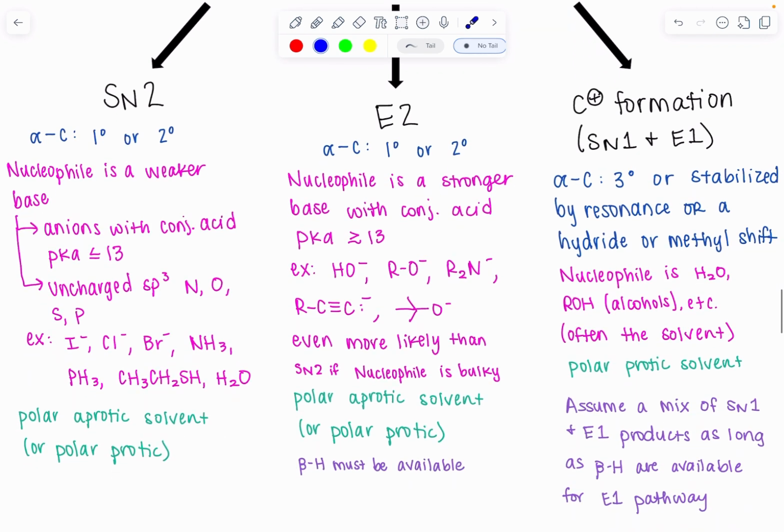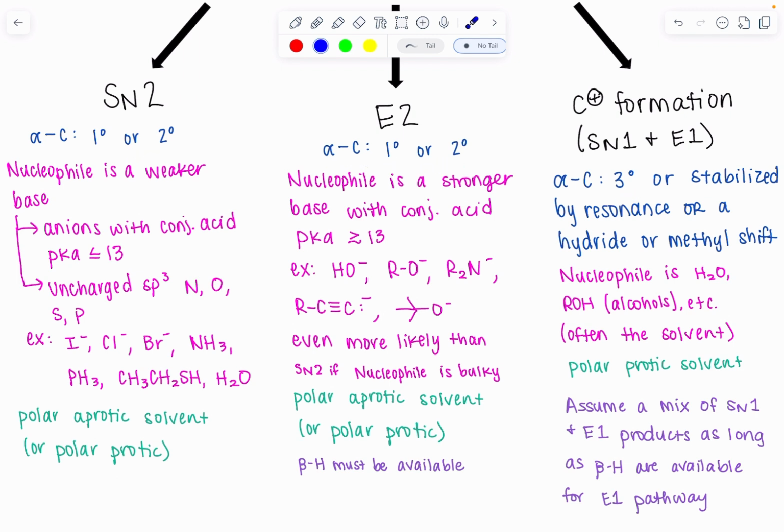And then SN2 and E2, they both most often occur in polar aprotic solvents, but polar protic is possible. And then one extra note is that E2 can only occur if beta hydrogens are available. If there are no beta hydrogens, then there is nothing to eliminate, and E2 cannot occur. It would have to be SN2. Okay, so that's if you have a primary or secondary alpha carbon.